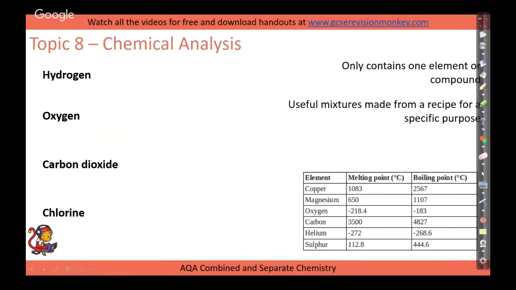So, topic 8 is chemical analysis. It's quite a short topic, really. You need to know the tests for 4 different gases. So, hydrogen is the squeaky pop test, where you would put a lit splint into the test tube full of gas. So you'd have your test tube with your gas in it, and you would put in there a lit splint. And if it goes pop, you know that you have hydrogen inside.